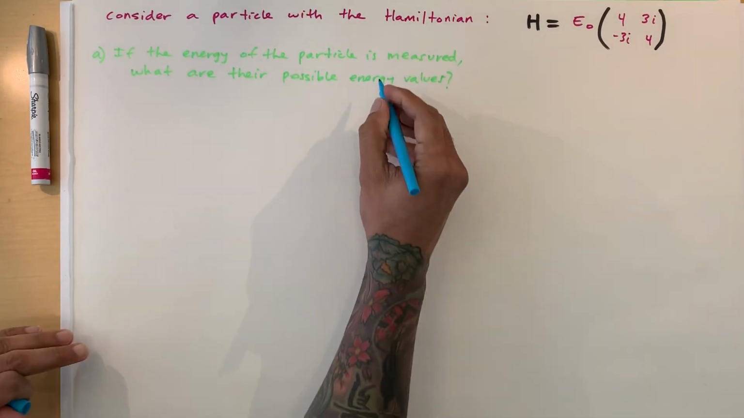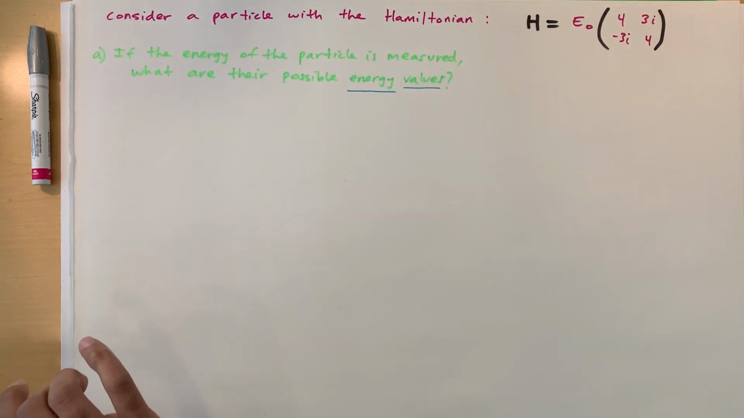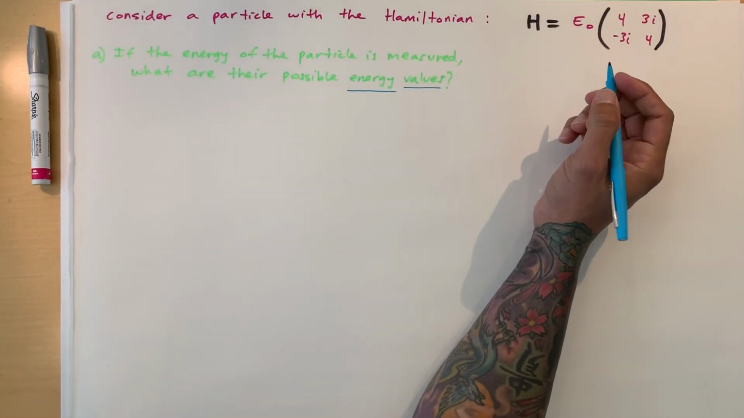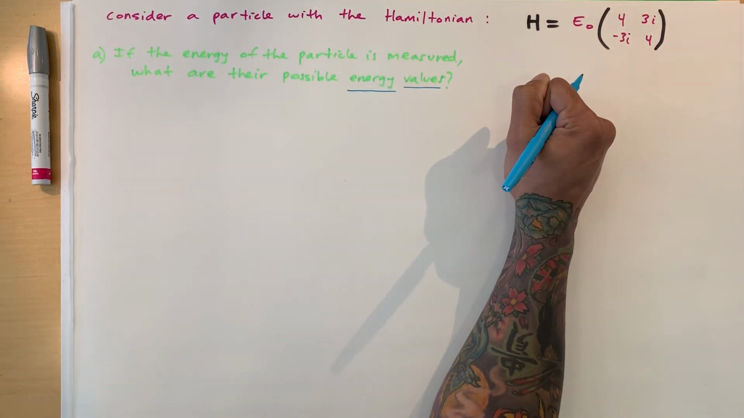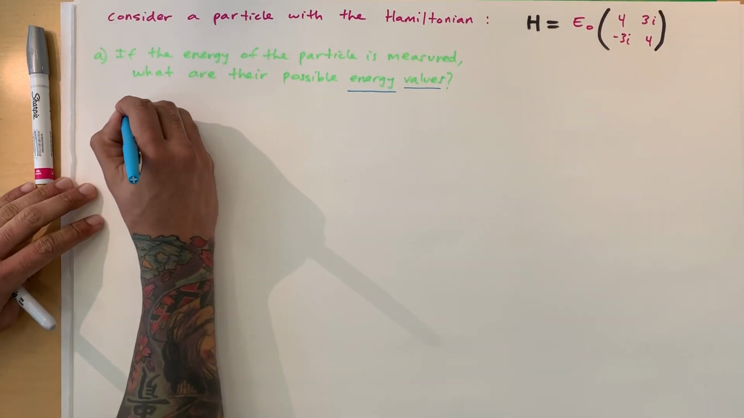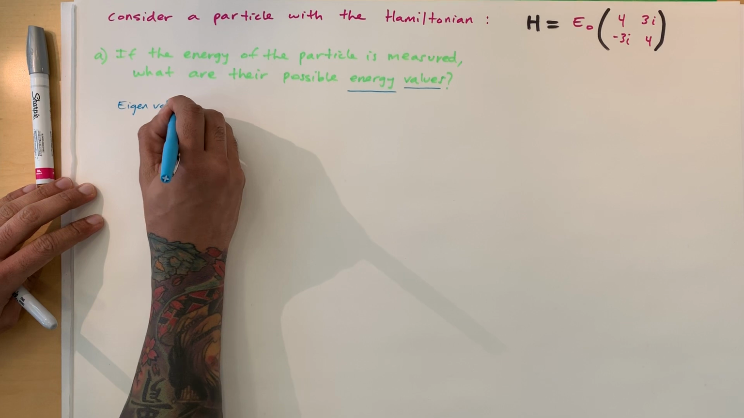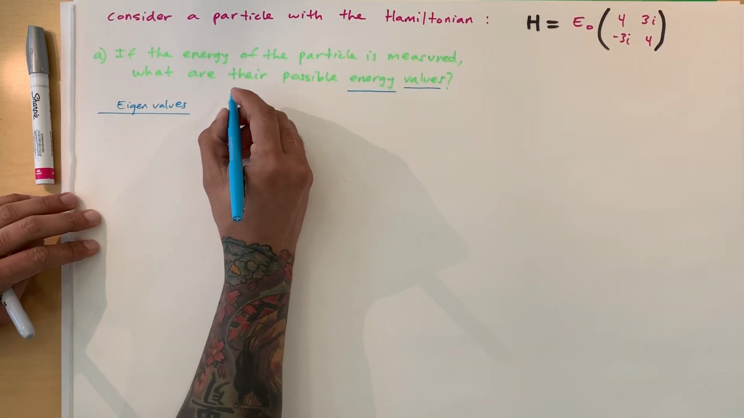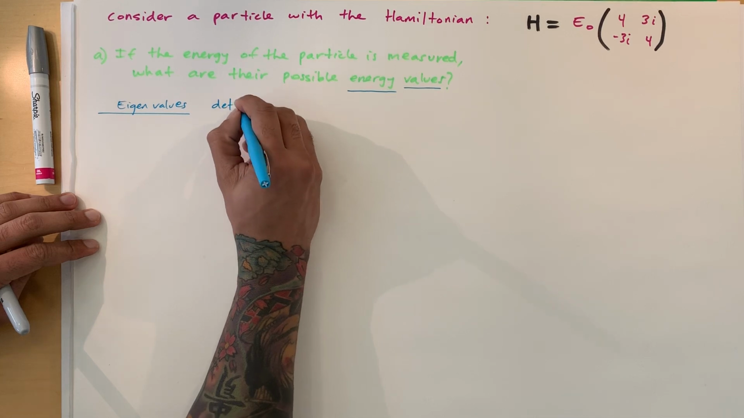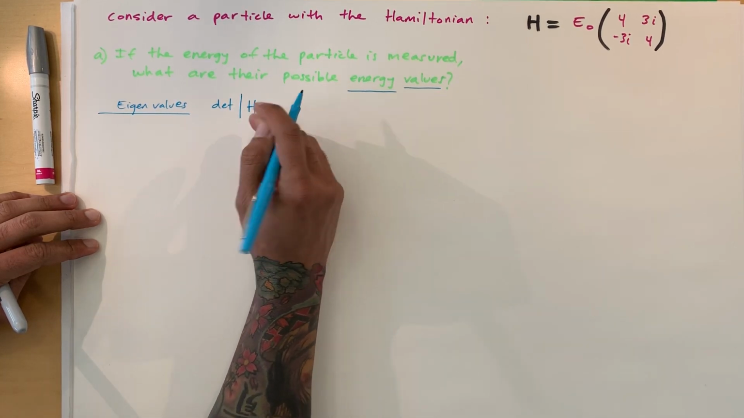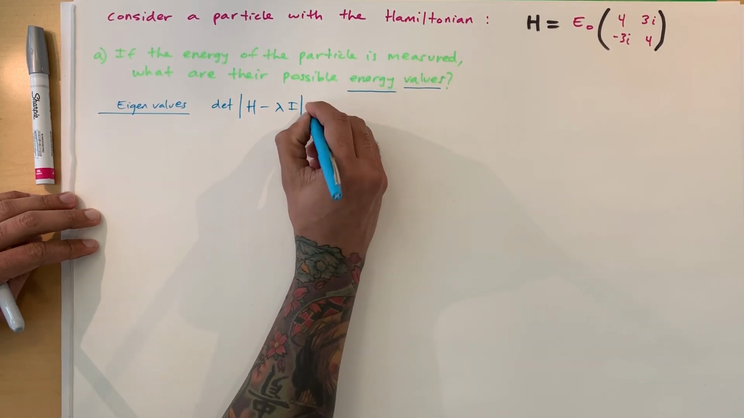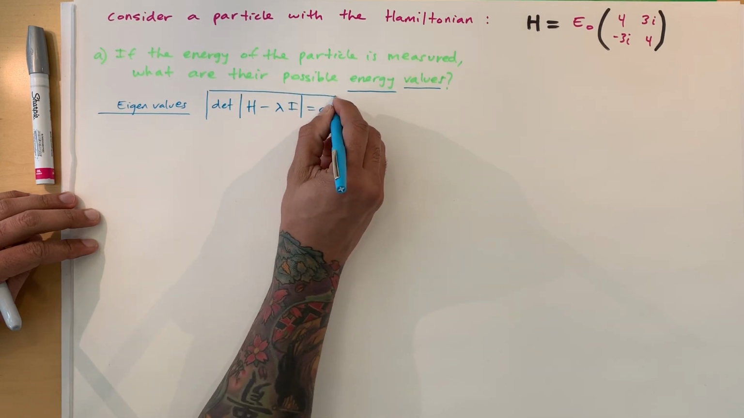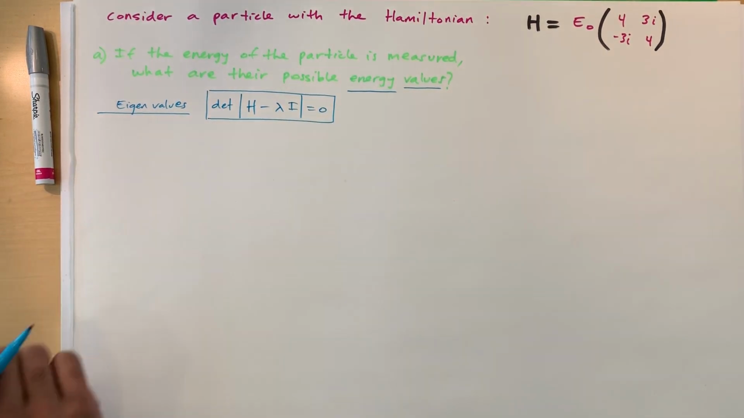Okay, so energy values, immediately we should think we need the eigenvalue equation or characteristic equation, which I'm not sure why they call it that, but we need eigenvalues. And to get eigenvalues, we use the determinant. Inside the determinant, we have the Hamiltonian minus lambda times an identity matrix, equal to 0. So this equation here is how we find our eigenvalues. All right, so let's plug it in.